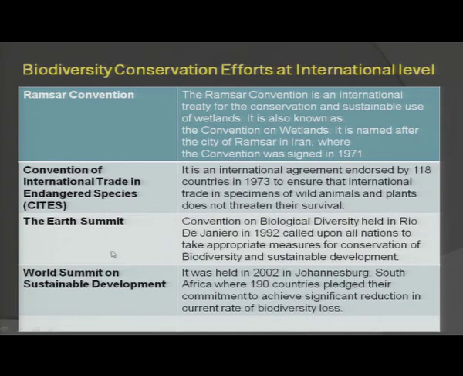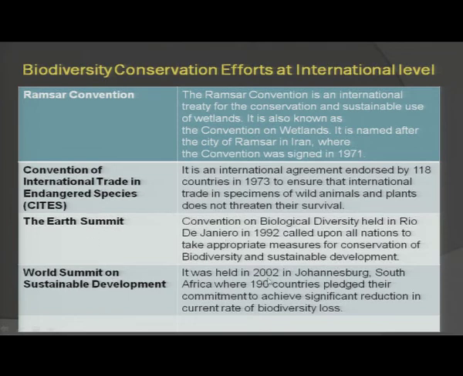The third one is the Earth Summit. It is known as the Convention on Biological Diversity, which was held in Rio de Janeiro in 1992, and it called upon all the nations to take appropriate measures for the conservation of biodiversity and also sustainable development. It is because of the Earth Summit that we celebrate 5th June as the World Environment Day every year.